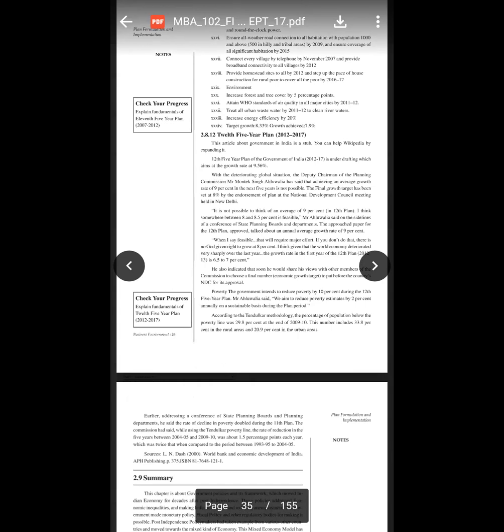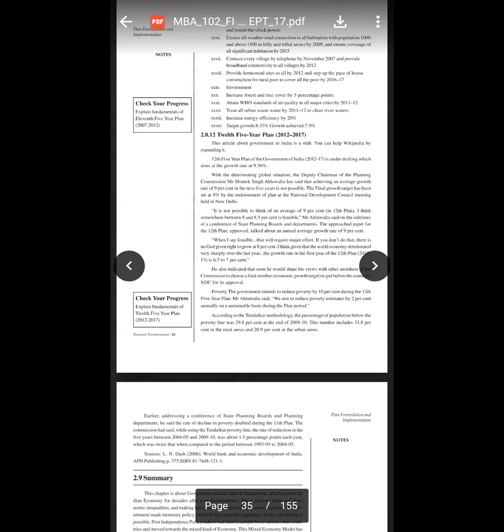I mean, the rate of reduction in the 5-year plan between 2004 to 2005 and 2009 to 2010 was about 1.5 percentage point, but it was twice as compared to the period from 1993 to 1995 to 2004 to 2005. So what they are saying is that there should be a reduction in poverty. So the main focus of the 12th 5-year plan is to reduce the poverty line.